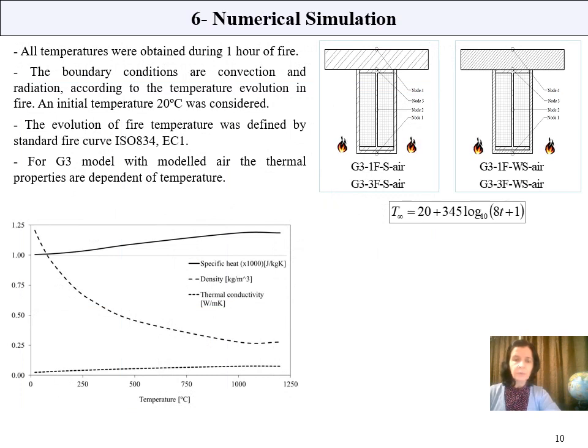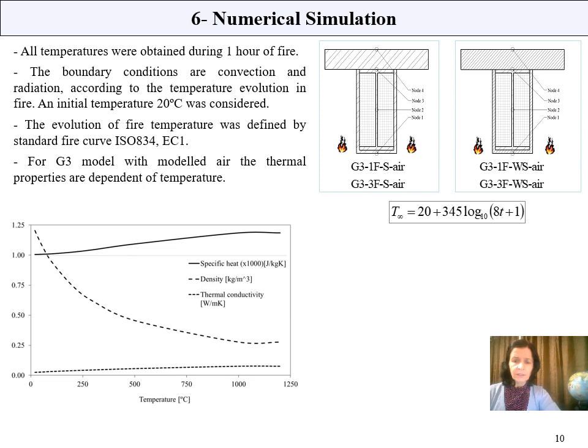About numerical simulation, all temperatures in our models were obtained during 1 hour of fire action. The boundary conditions are convection and radiation according to the temperature evolution in fire. For fire action external to the elements, we consider the external curve according to Eurocode number 1.